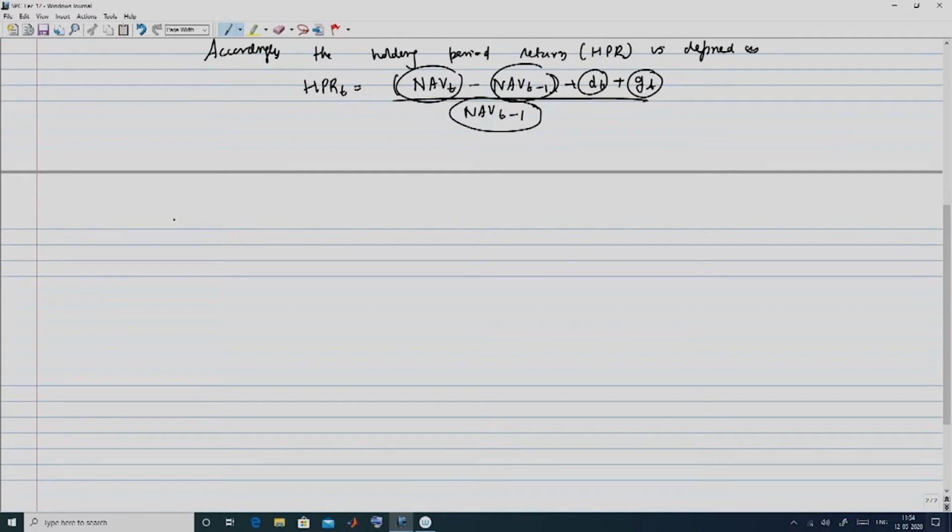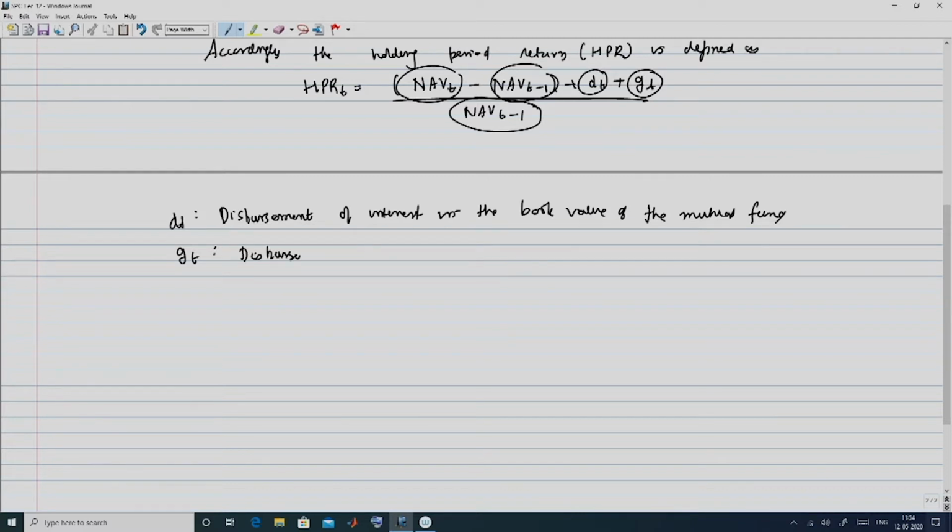So, here D_t is the disbursement, that means the payout by the mutual fund, of interest in the book value of the mutual fund, and G_t is essentially the disbursement of capital gains realized when securities are sold for period t.